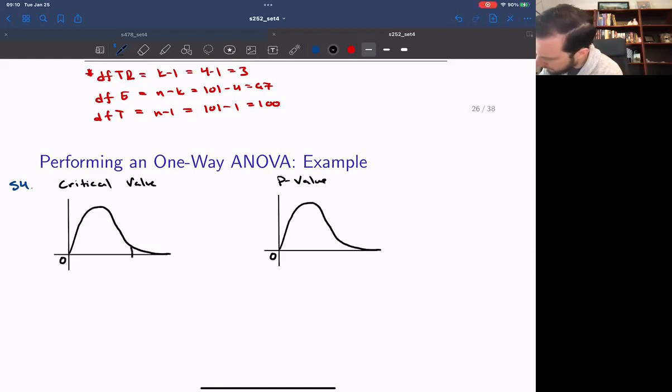Then we mark down where our test statistic or where the critical value is going to fall. So here's our rejection region, and this is size 0.01. So we're going to have an F on DFTR, DFE, and alpha.